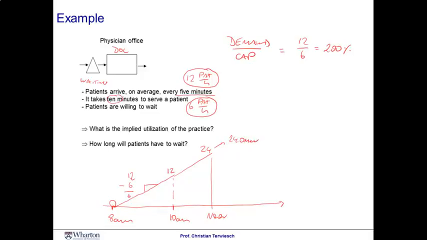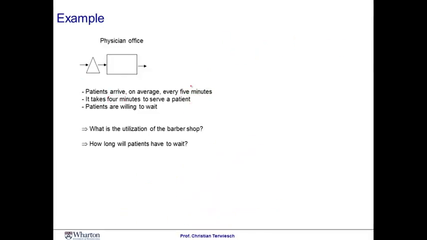A pretty scary example. Let's look at another example. Here is another doctor's office. Same thing, same process flow diagram, and a patient arriving every 5 minutes. So 12 patients arriving per hour. It takes this doctor here, however, only 4 minutes to serve the patient. So our capacity is much higher, and the doctor can have a capacity of 15 patients per hour.